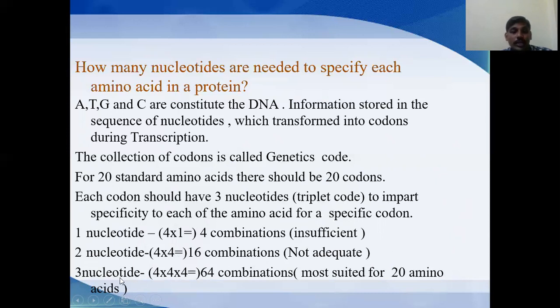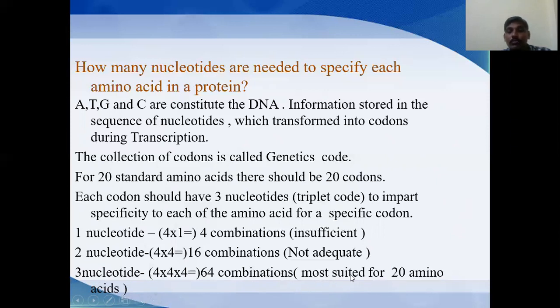So the next step is we assume 3 nucleotides as a unit which recognizes a particular amino acid. So we get 4 into 4 into 4, that is 4 cubed, 64 combinations or 64 codons formed. These 64 codons are enough for the identification of the 20 amino acids.